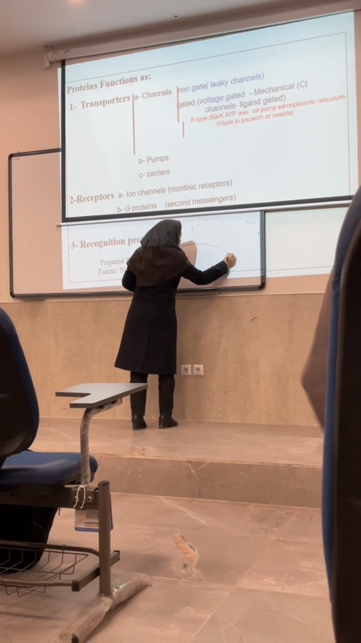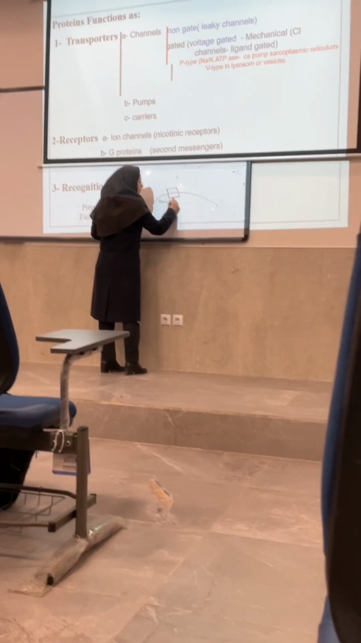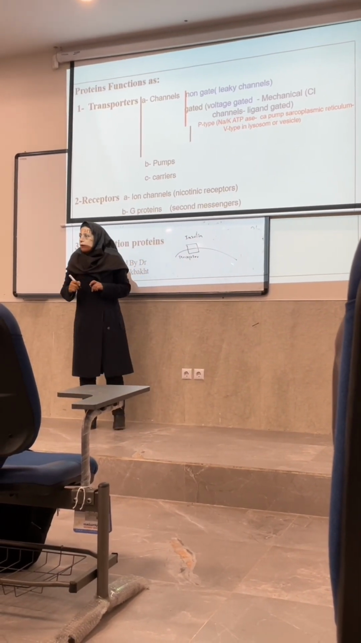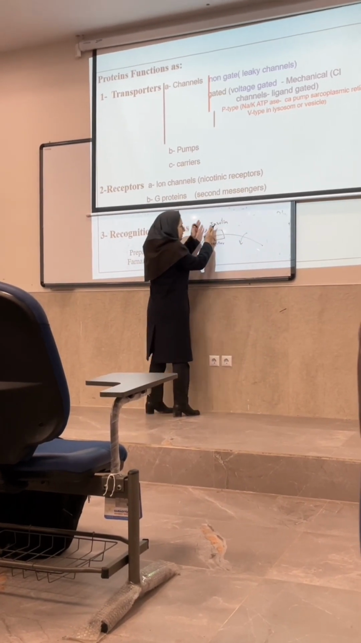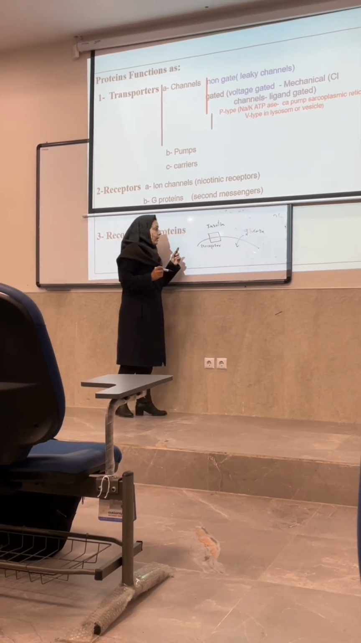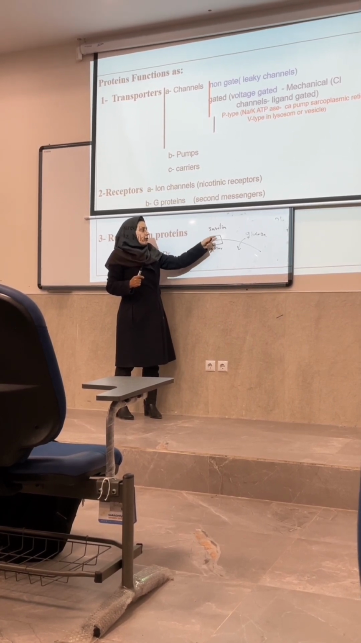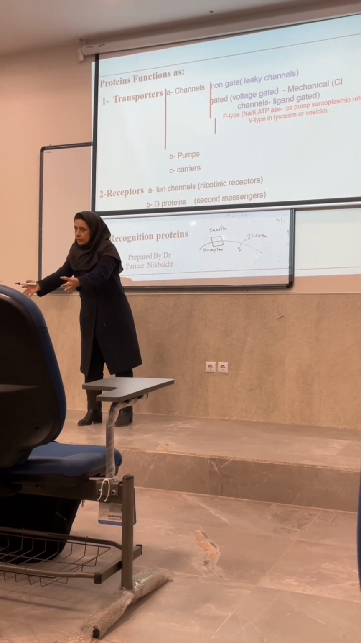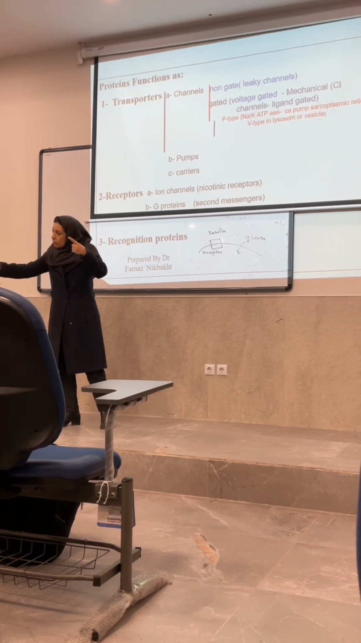This is the cell surface, and this is, for example, the protein or the receptor for insulin. Insulin is a hormone that will let more glucose come inside. After attachment to the receptor, the glucose can enter the cell. But this protein doesn't want to transport the insulin inside.